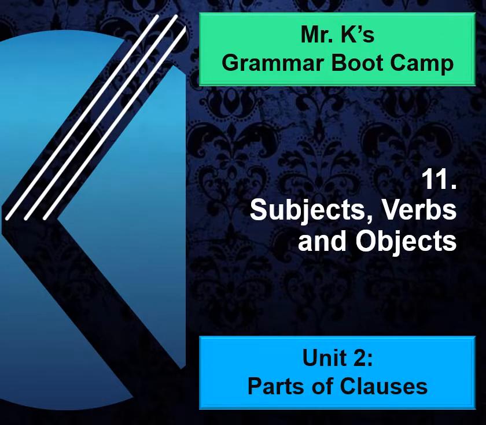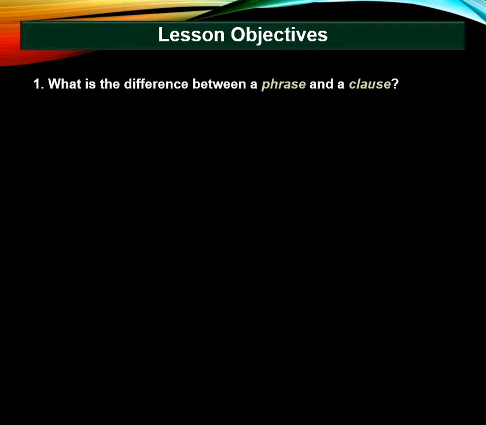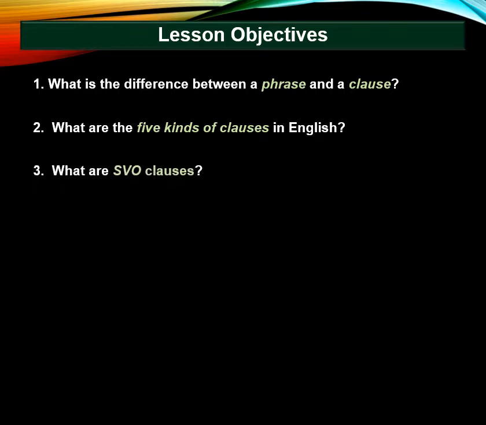All right, let's go over the main points of today's lesson. So, what are the main points of today's lesson? First, what is the difference between a phrase and a clause? What are the 5 kinds of clauses in English? What are SVO clauses?